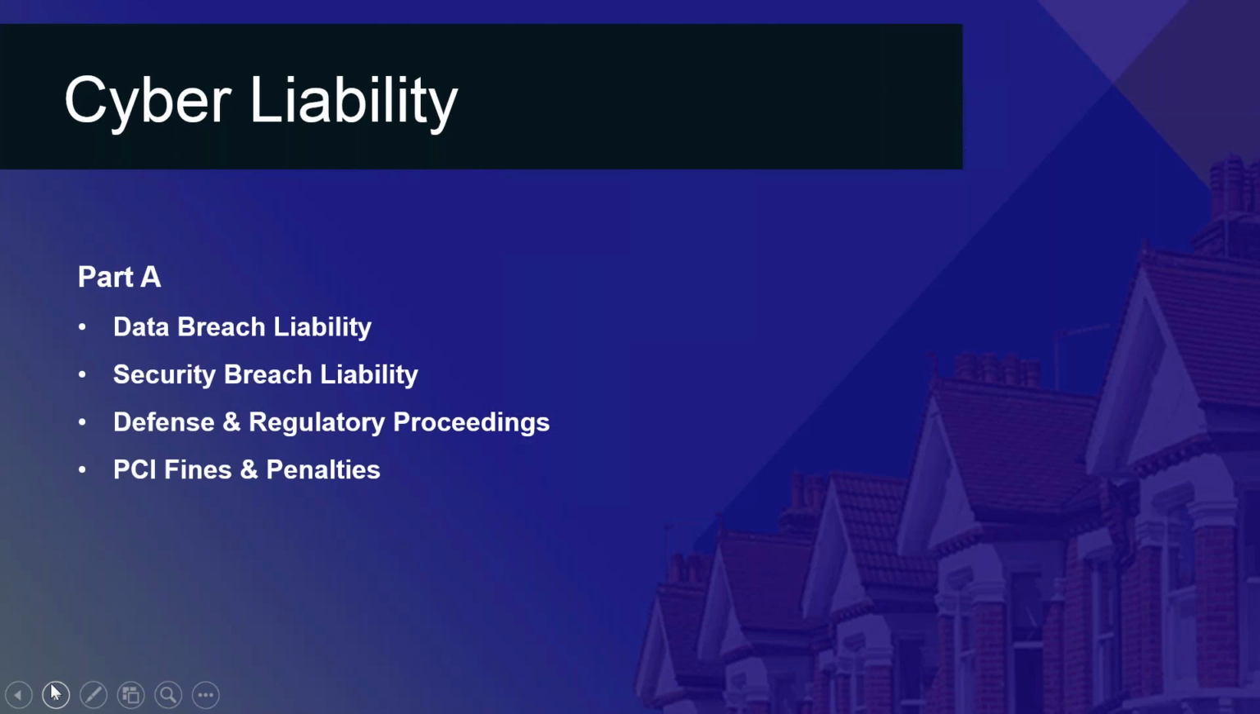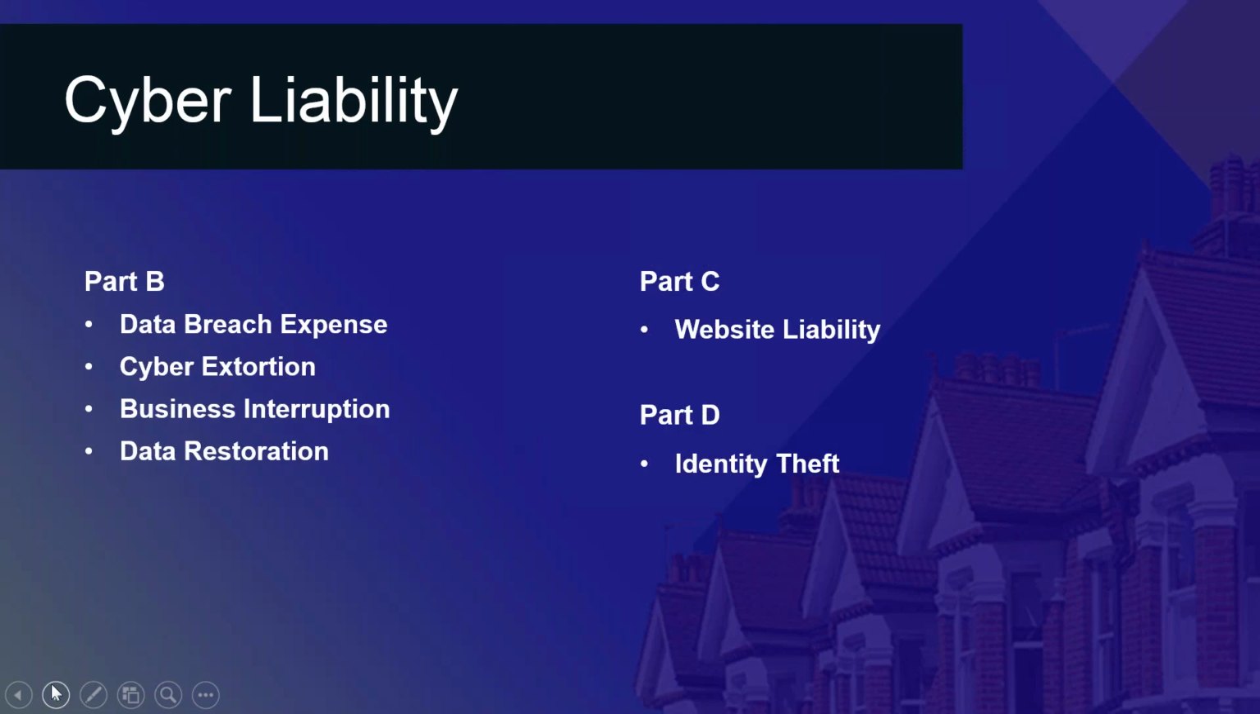Part A can basically say the liabilities the insured has for a cyber breach. Going on to the next part, Part B, it's going to be your data breach expense, cyber extortion, business interruption, data restoration. These are the expenses that a company has for having a cyber breach. Part C is your website liability, so that's where your media coverage, your libel, slander comes in. Part D is your identity theft.